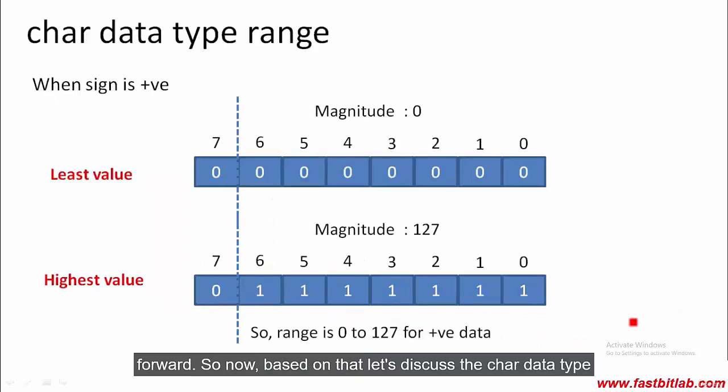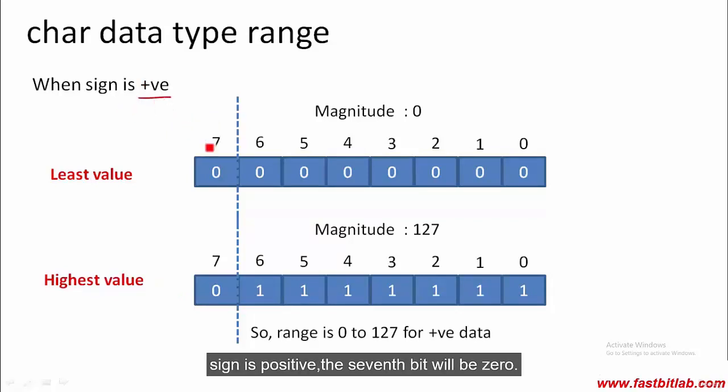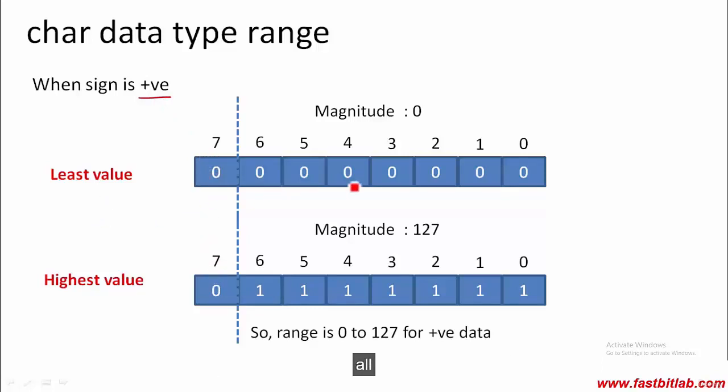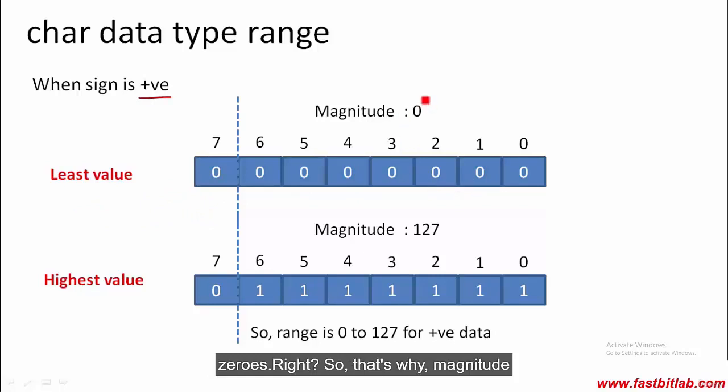Based on that, let's discuss the char data type range. Let's discuss when the sign is positive. When the sign is positive, the 7th bit will be 0. The least value you can store is all zeros, so the magnitude will be 0.